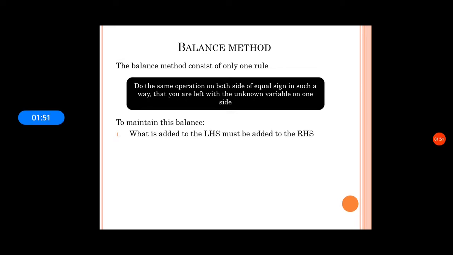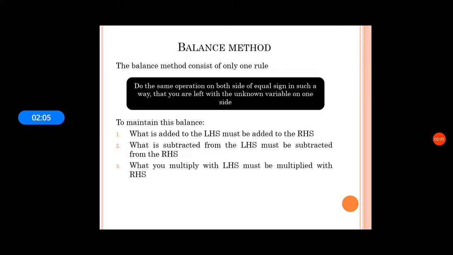Number 1. What is added to the left hand side must be added to the right hand side. Number 2, what is subtracted from the left hand side must be subtracted from the right hand side. 3. What is multiplied with the left hand side must be multiplied with the right hand side. Then 4. What is divided by the left hand side must also be divided by the right hand side. What we are saying here is that we are performing the 4 basic operations in mathematics: addition, subtraction, multiplication, and division. Now let's go to solve some examples.